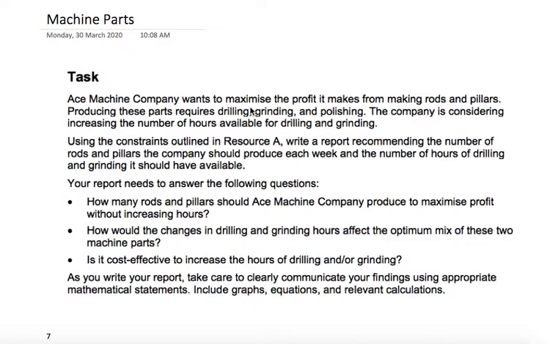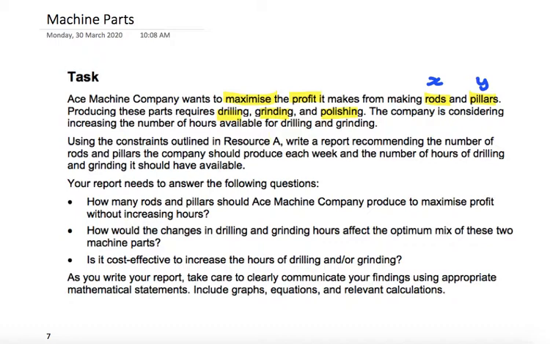A machine company wants to maximize profit. It makes rods and pillars. So I'm going to call my rods X and my pillars I'll call Y. That will help me later on. And we want drilling, grinding and polishing in equations. It's also considering increasing the number of hours available. That will be the merit excellence part.